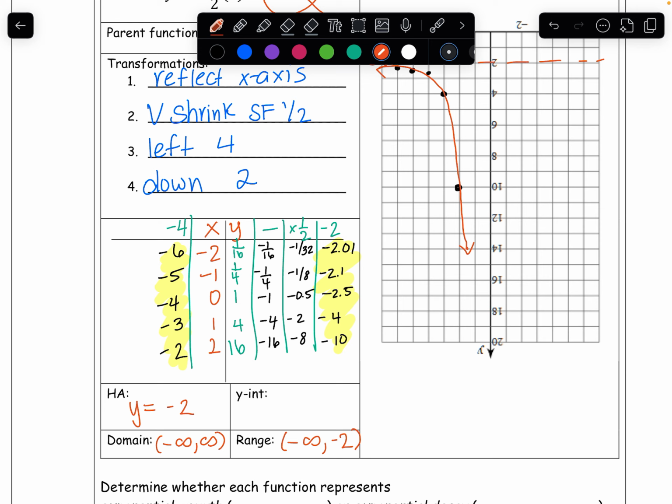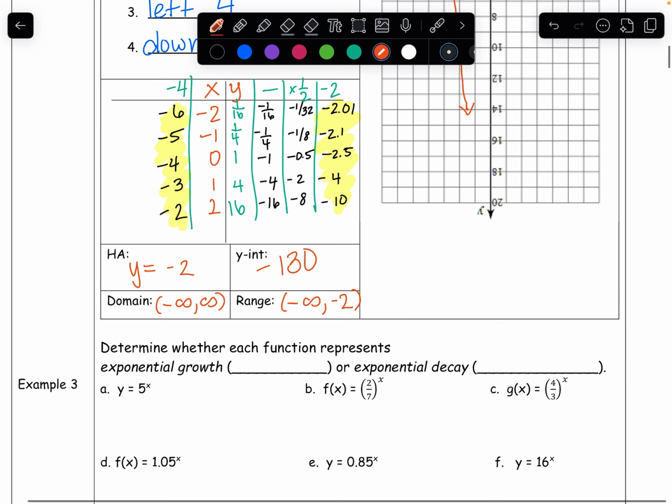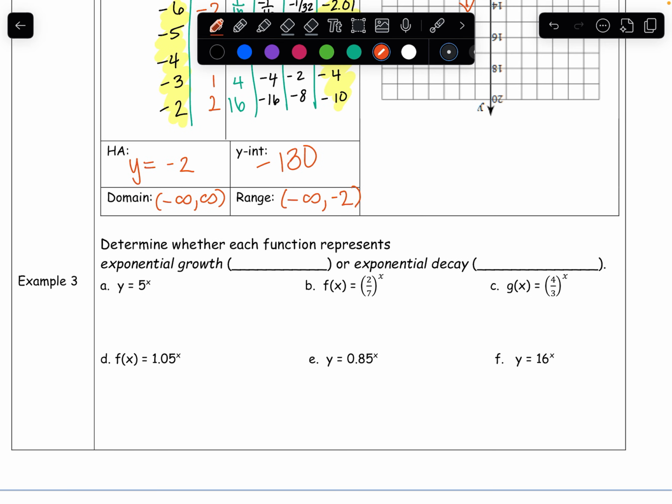And then I'm going to plug this into my calculator. And I got my y-intercept as negative 130. Okay. Next, just to figuring out if it's growth or decay, all you have to do is look at your b-value. It's growth if your b-value is greater than 1. It's decay if your b-value is between 0 and 1.